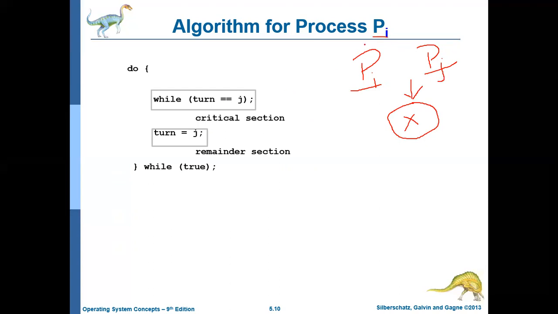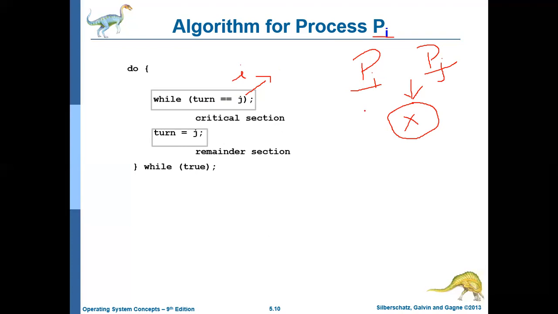So this is the algorithm for Pi. Pi first checks whether it is the turn of j or not: while turn equal to j. So process i checks whether it is jth turn or not. If it is jth turn, then it keeps on waiting. It is not entering the critical section. If it is not jth turn, then turn will be equal to i.